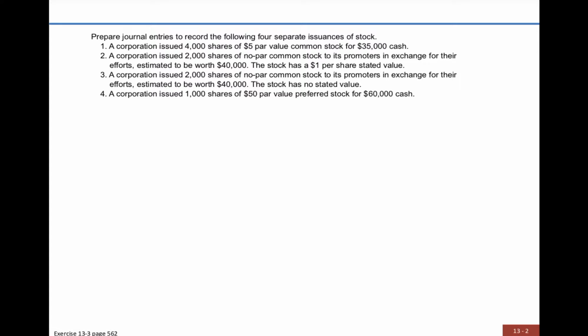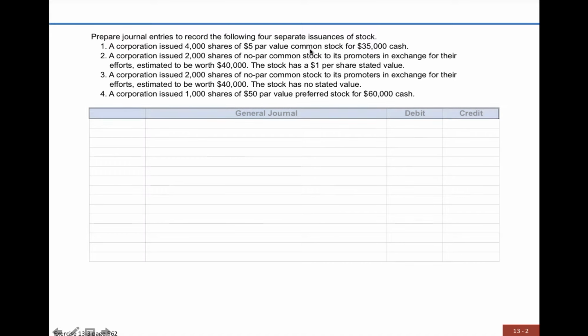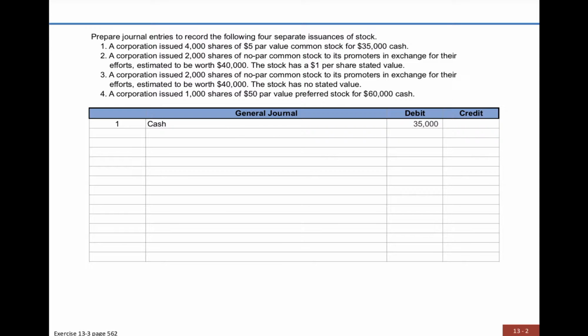Corporation issued 4,000 shares of $5 par value common stock for $35,000 cash. So for that one, 4,000 times 5 is $20,000 in common stock value. And then the $15,000 difference will be paid-in capital in excess of par. Just like that. And we got a corporation that issued 2,000 shares of no par common stock to its promoters in exchange for their efforts, estimated to be worth $40,000. Stock has a $1 per share stated value.